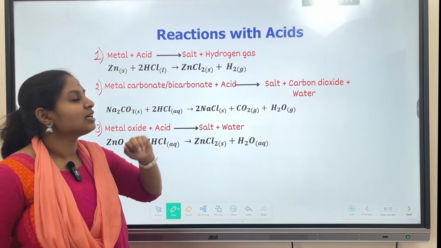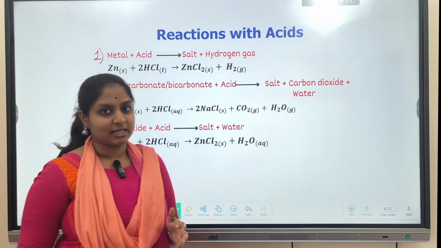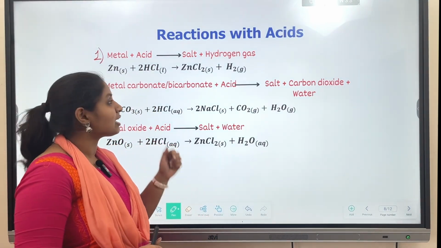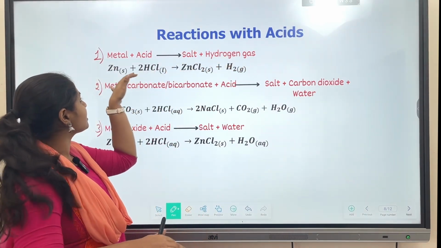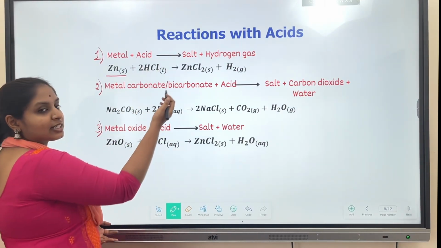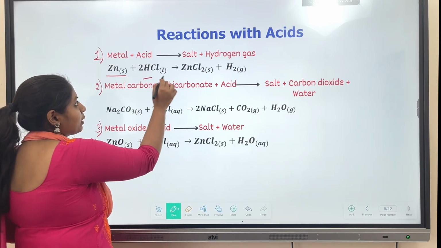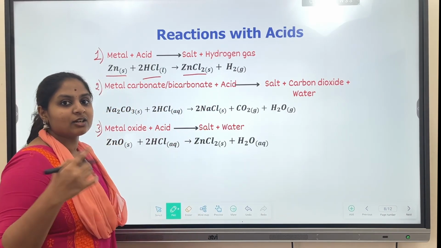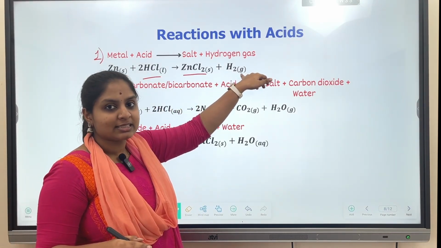Acid reacts with metal. So when acid reacts with metal, we will get a salt and hydrogen gas. So let's take an example here. Zinc, it is a solid metal. It is reacting with HCl, which is a liquid, to give zinc chloride. Zinc chloride is a salt and hydrogen gas is evolved.